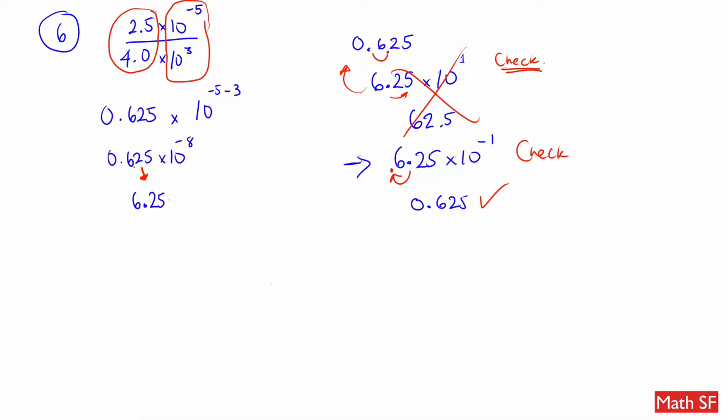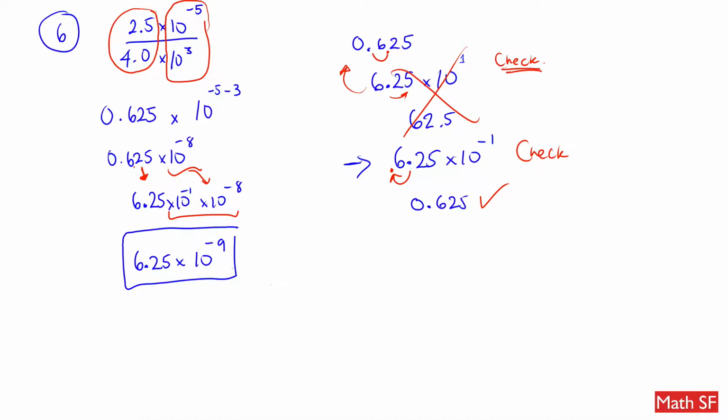So it should be 6.25 times 10 to the negative 1. And do not forget about this guy here. It's times 10 to the negative 8. Now let's combine like terms here. Well, there's no like terms. I mean, let's combine these coefficients here, 10 to the negative 1 and 10 to the negative 8. By using my laws of exponents, it actually gives you 10 to the negative 9. So this should be your answer in scientific notation.